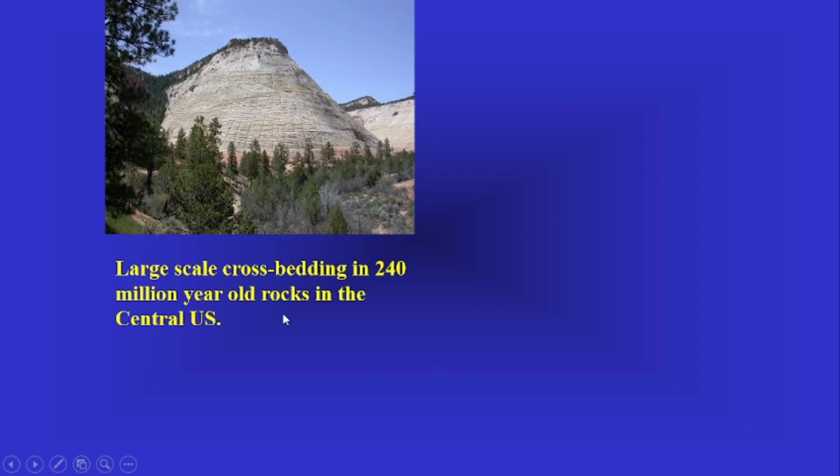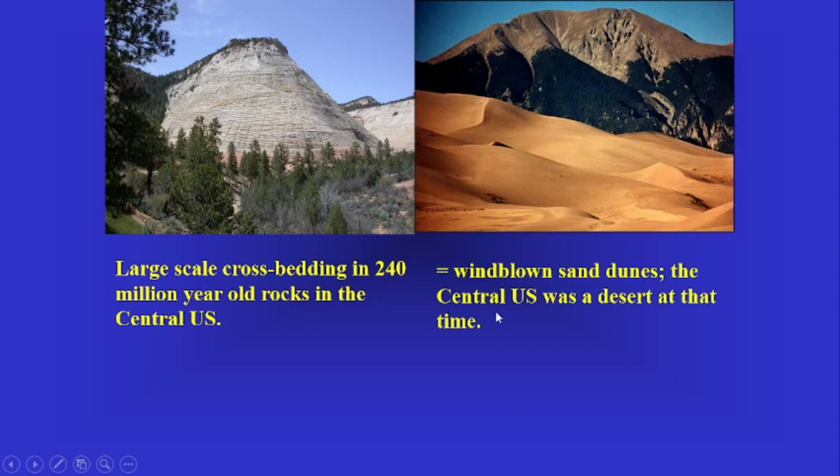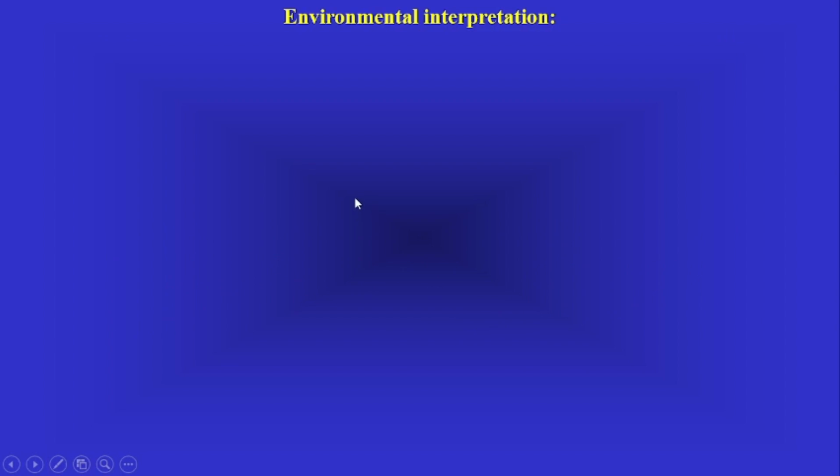Large scale cross bedding, you can see here, is in 240 million year old rock in the central USA. Another picture, wind blown sand dunes. The central USA was a desert at that time. Environmental interpretation, what does it mean? The present is the key to the past.